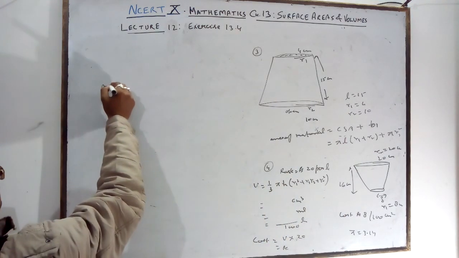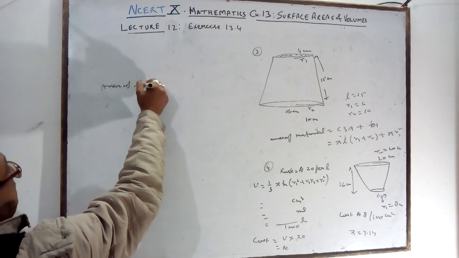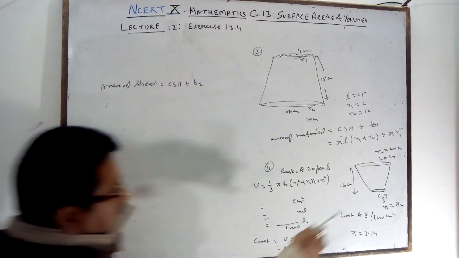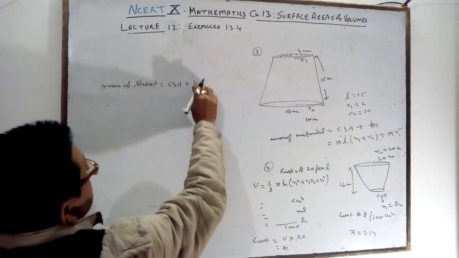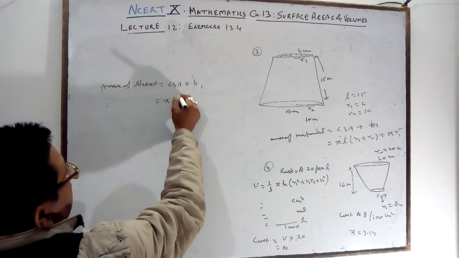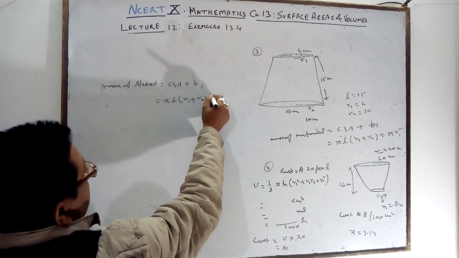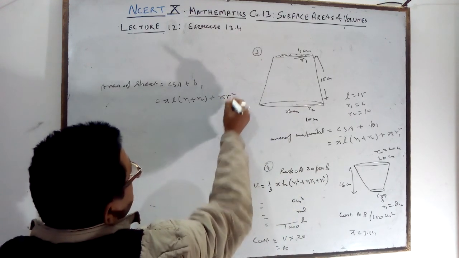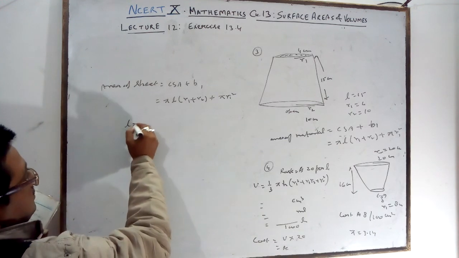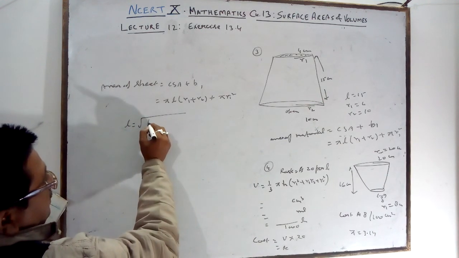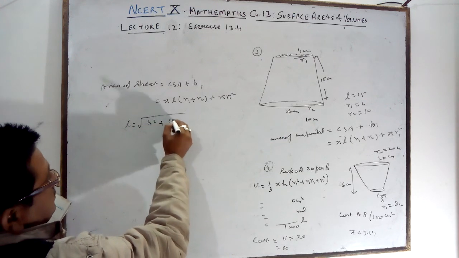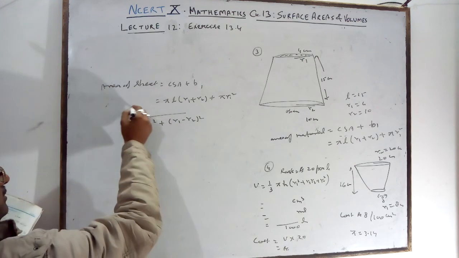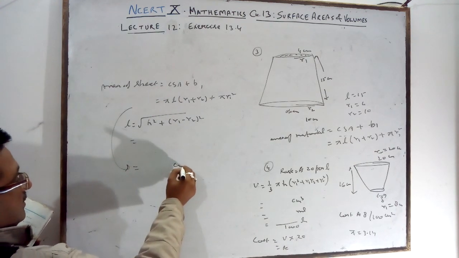Area of seat is equal to CSA plus base 2, because it is open from this side, base 1. So, pi L (R1 plus R2) plus base 2. Base 1 is pi R1 square. What is the R1? But what is the L? L is not given. L will be the square root of H square plus (R1 minus R2) whole square. Calculate L, put this value here. You will get the answer in centimeter square.